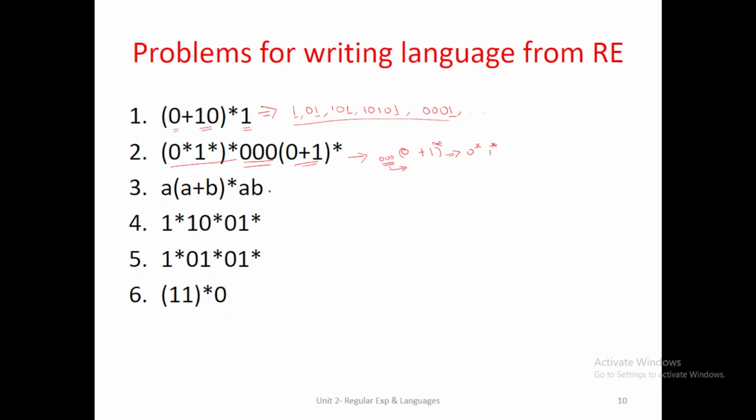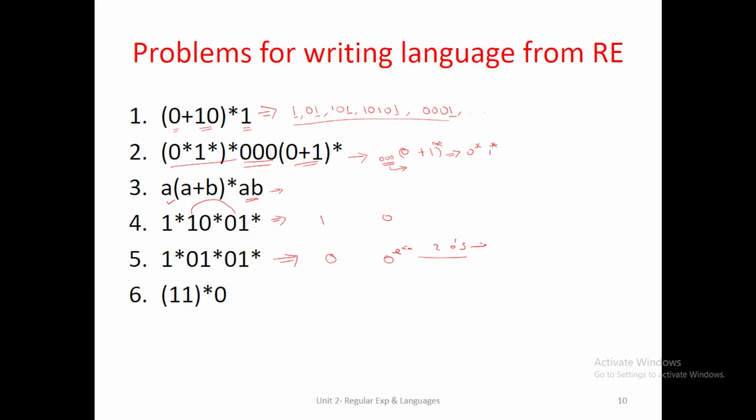And here the sentence formation is: all strings should start with a and end with ab. Here the notation means all strings should contain at least one 1 and one 0 in it. For the fifth problem, all strings should contain at least 2 zeros. That means exactly 2 zeros, since there is no 0 in the 1 star formation. So it contains only exactly 2 zeros.